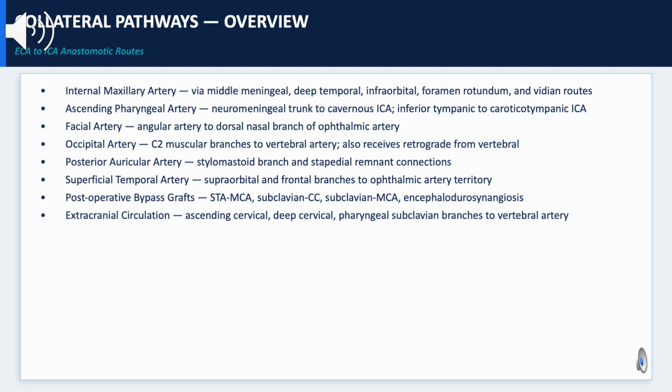For ascending pharyngeal procedures, check neuromeningeal trunk to cavernous ICA and inferior tympanic to carotico-tympanic ICA. For facial artery procedures, check angular dorsal nasal ophthalmic. For occipital artery procedures, check C2 muscular to vertebral. The extracranial roots become critical in multi-vessel occlusive disease. Subclavian angiography may be necessary to complete the map.